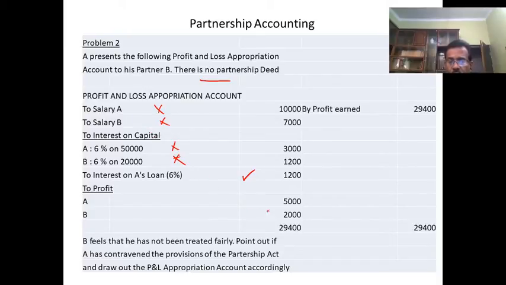And then profit and losses, from where has this ratio come? 5:2. There is no partnership deed. So this should have been equal. So B is right in saying that A is not treating him fairly. Out of 7,500, he took 5/7 of it and he gave him just only 2/7. So that is very poor.